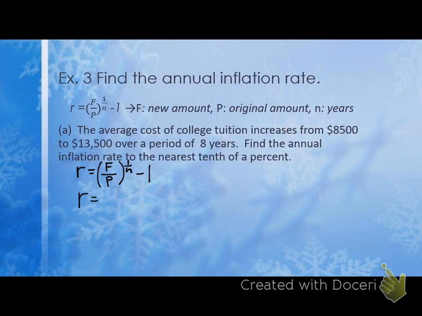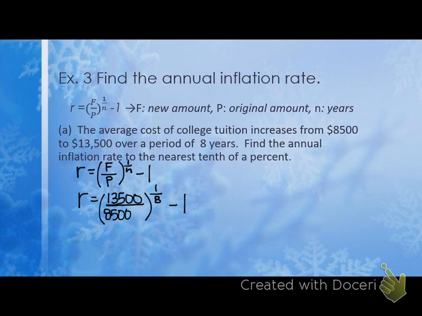So the average cost of college tuition increases from $8,500. Is that my original amount or my new amount? Original. So that's going in the denominator in place of P. And it increases to $13,500. So if that's my new amount, where is that going in the problem? In the numerator. All right. So that is my new amount. And that is over a period of 8 years. So it's going to be raised to the 1/8. N is 8. And then we're going to subtract 1.